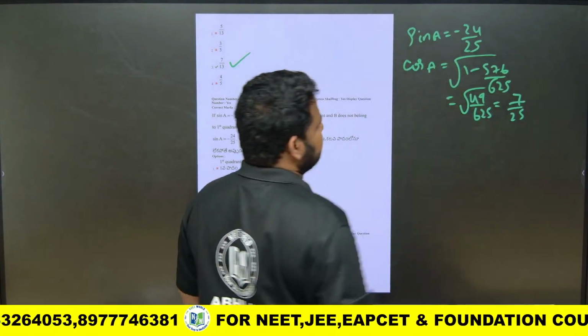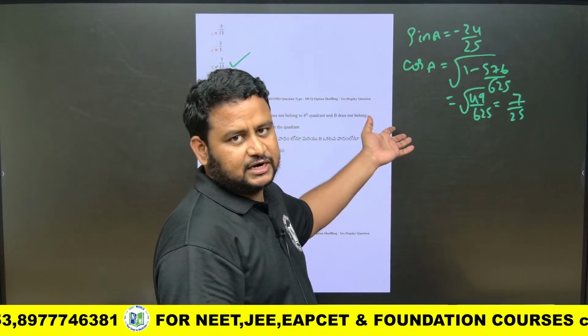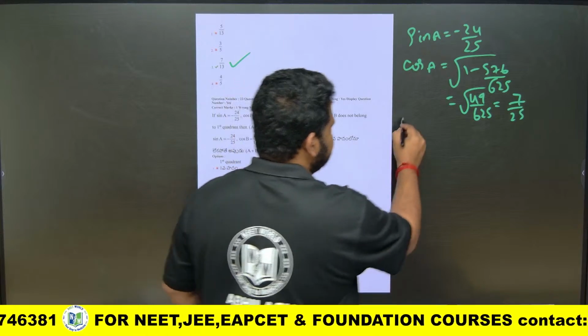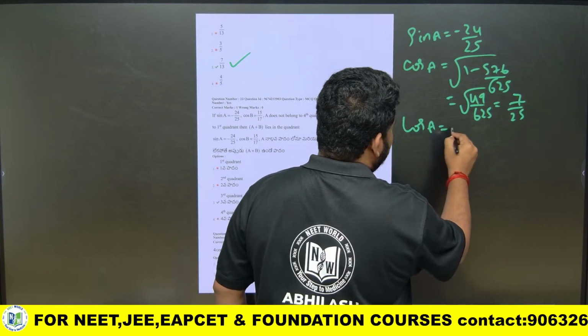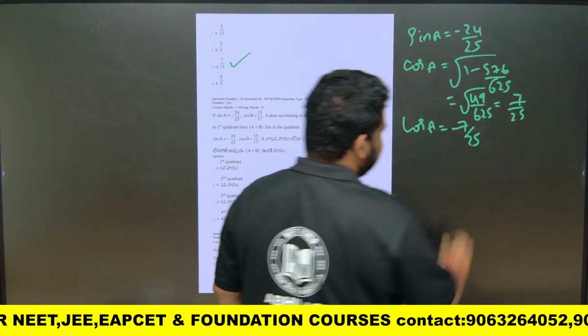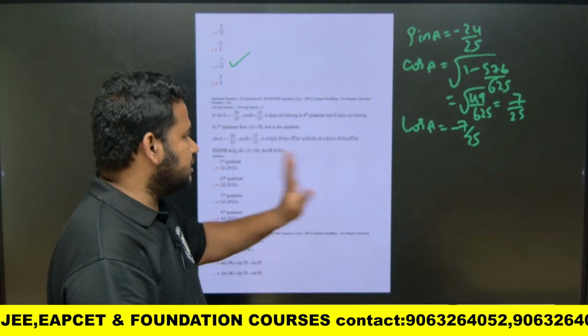But since sin A is in the third quadrant, cos of A will also be in the third quadrant. So cos of A will also be negative. So cos A will be equal to what? Cos A will be equal to minus 7 by 25. Minus 7 by 25. So cos A we got.